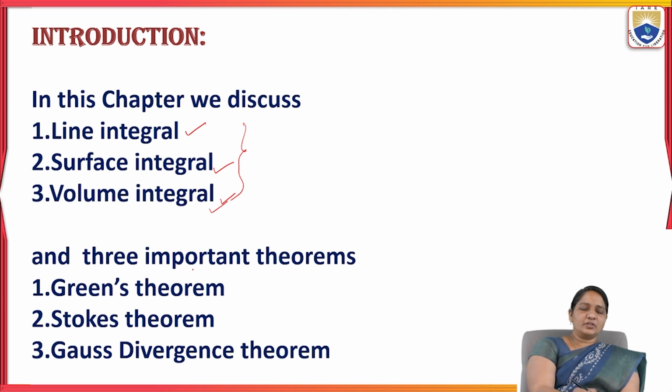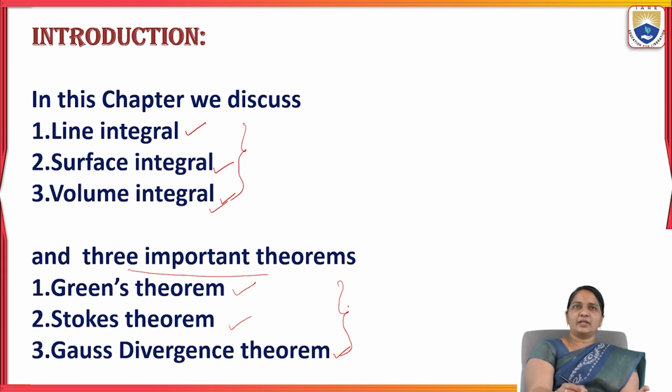Here we have three more important theorems: Green's theorem, Stokes theorem and Gauss divergence theorem. These are very important theorems and there are many applications for them. For Green's theorem, we will learn its statement and its application, and in which problems we can use it to calculate the line integral or surface integral. Coming to Stokes theorem, we will learn its statement, its formula and how to calculate by using it, where we can use it, and the same for the Gauss divergence theorem. So we are going to know these three theorems in this chapter.